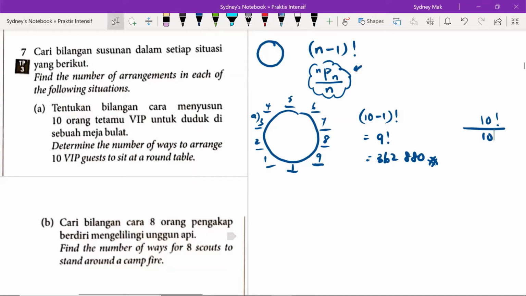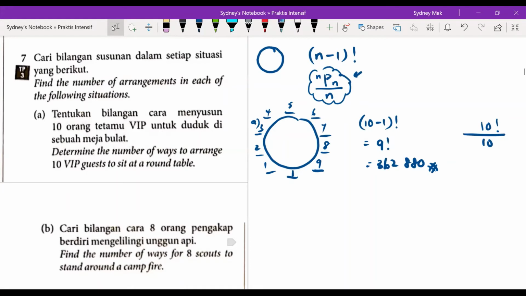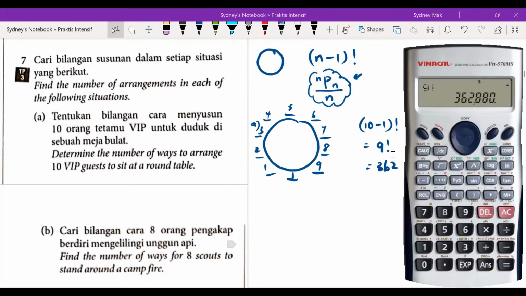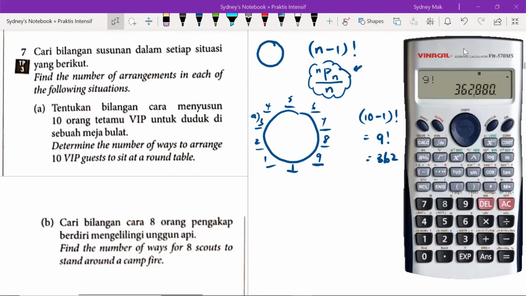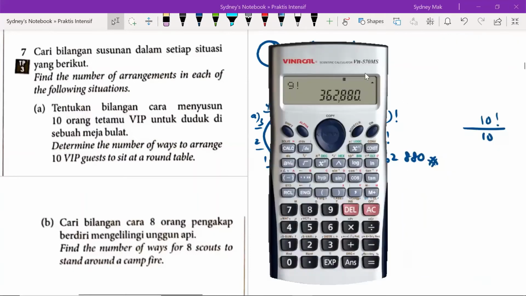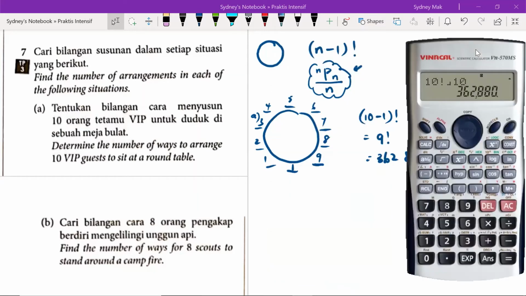Okay, let's use the calculator. And after all, we know that 10 factorial means 10 times 9 times 8, so on and so forth until 1. So the 10 and the 10 at the bottom will be simplified. We get back 9 factorial. But anyway, just show 10 factorial, shift factorial button, divided by 10. So we get the same answer, 362,880 ways.